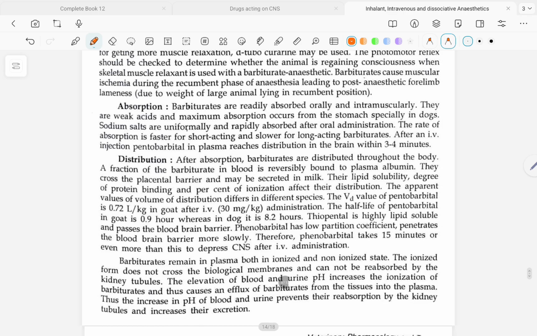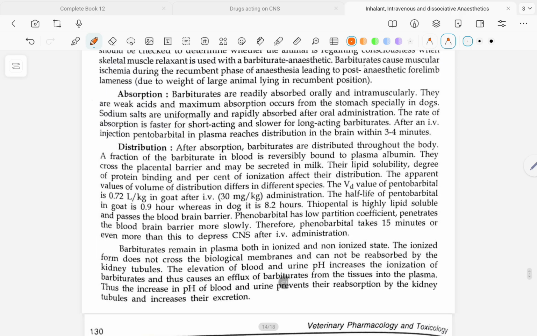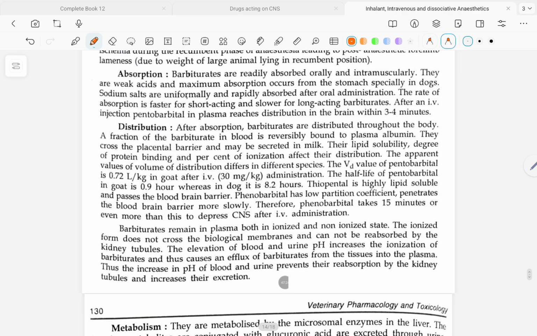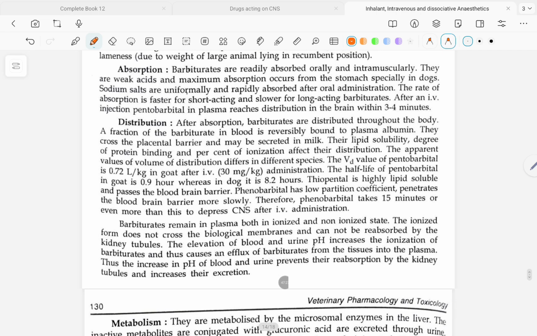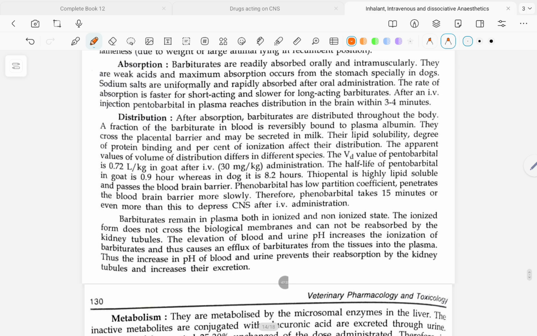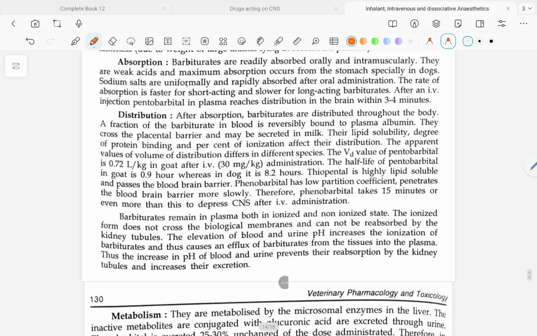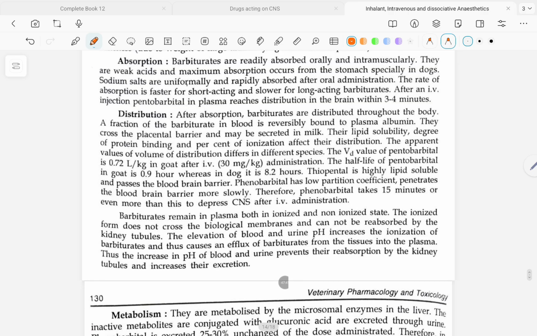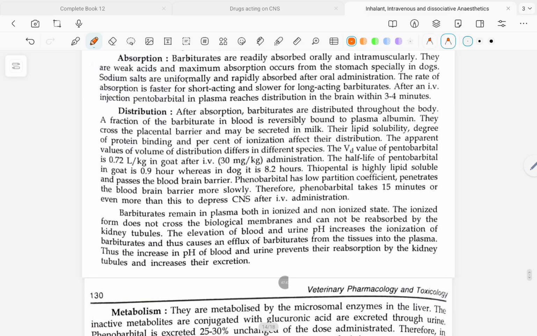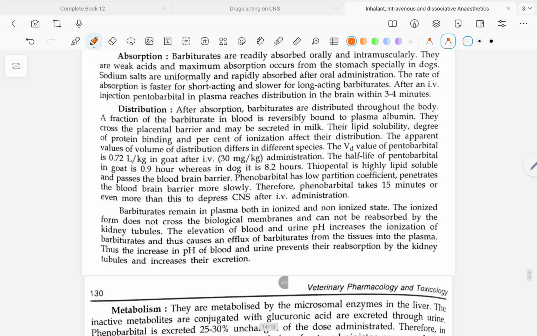recumbent position. Absorption. Barbiturates are readily absorbed orally or intramuscularly. They are weak acids and maximum absorption occurs from the stomach, especially in dogs. Sodium salts are uniformly and rapidly absorbed after oral administration. The rate of absorption is faster for short-acting and slower for long-acting barbiturates. After an IV injection, pentobarbital in plasma reaches distribution in the brain within 3 to 4 minutes.